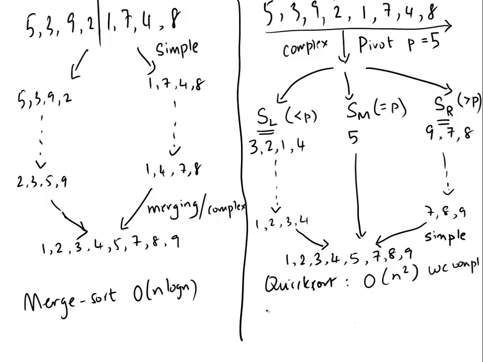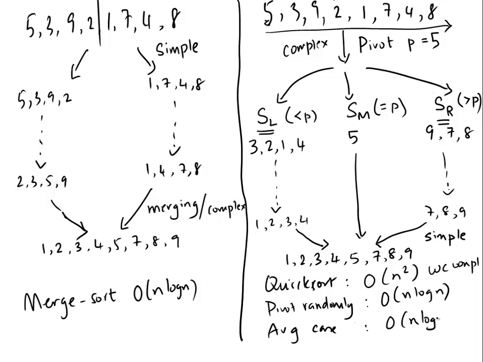But it turns out that if you pick the pivot randomly, right? If you just don't pick it as one fixed element, but if you pick it randomly, you can get a randomized algorithm of n log n expected time complexity. And in fact, even if you pick the pivot deterministically, it turns out that the average case for quicksort is order n log n. So let's look at the quicksort algorithm.